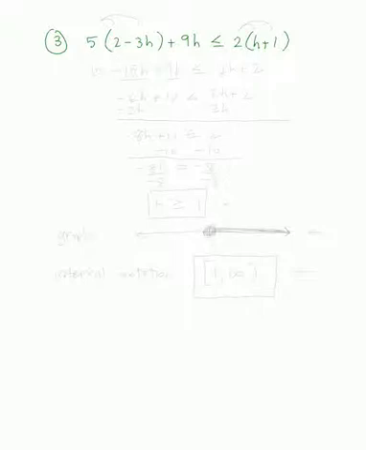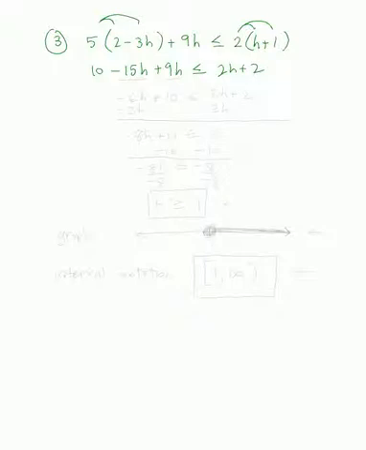Let's remember the steps from solving linear equations. First thing we do is we distribute the parentheses, use the distributive property in order to eliminate the parentheses. So I can distribute this 5 here. I get 10 minus 15h plus 9h less than or equal to, and if I distribute the 2 here, I end up with 2h plus 2.